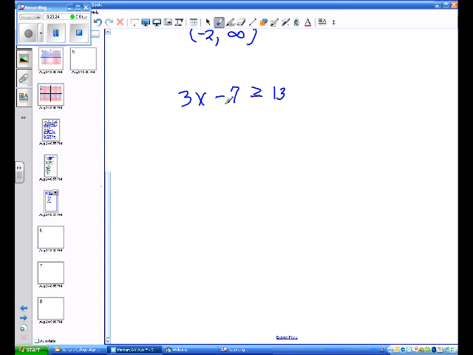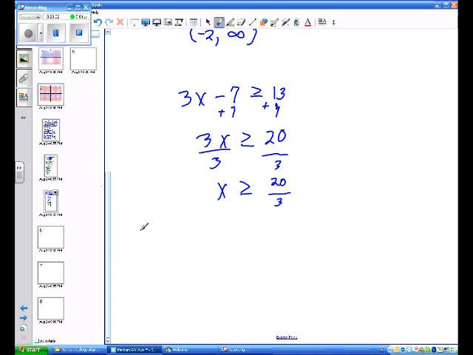We solve it just like a linear equation. We're going to add 7 to both sides. So we have 3x is greater than or equal to 20. Then we're going to divide both sides by 3. Now we're dividing by a positive number, so our inequality does not change. And we would have x is greater than or equal to 20/3.